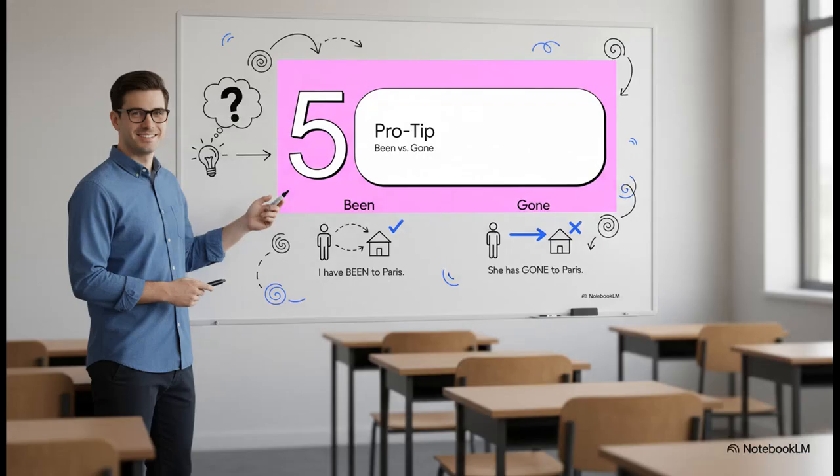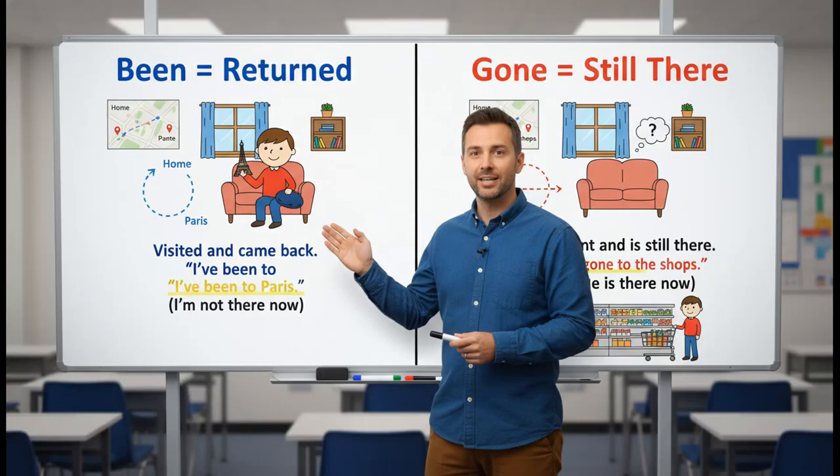Okay, before we get to the quiz, I've got one quick pro tip for you. Nailing this one will really make your English sound sharp and natural. It's all about two tiny words that cause a whole lot of confusion, "been" and "gone." So both of these words can be the past participle of "go," but they mean totally different things.